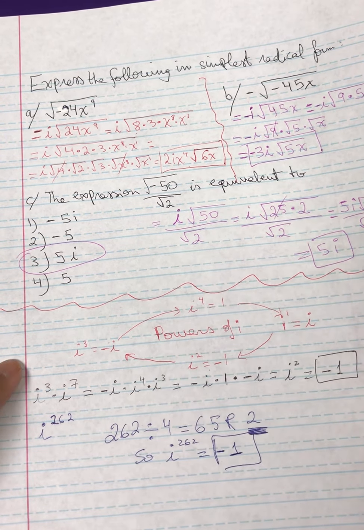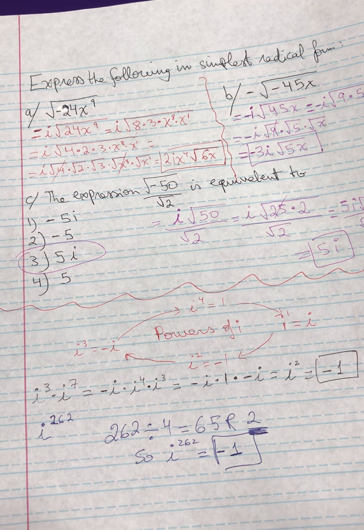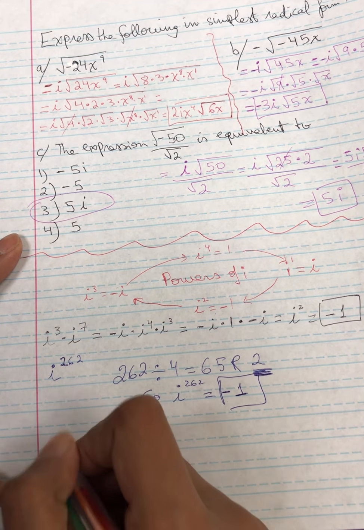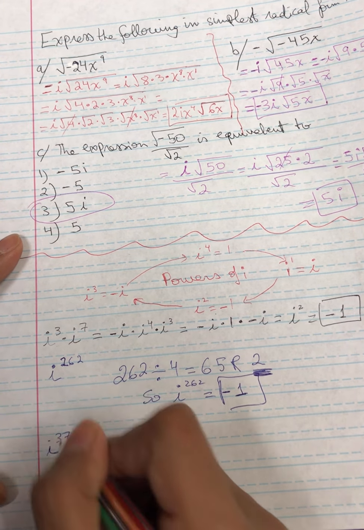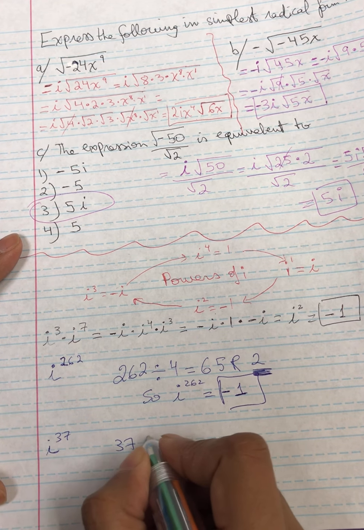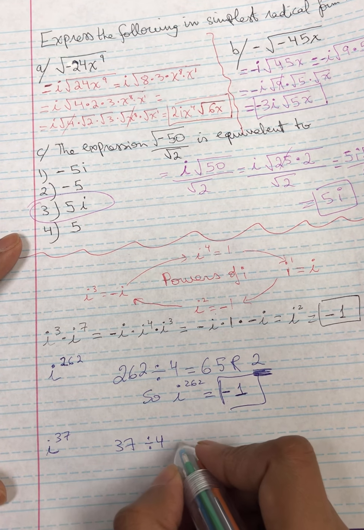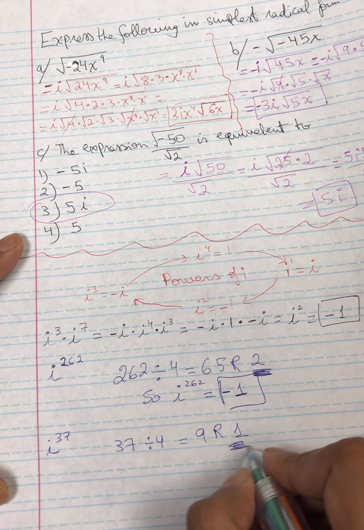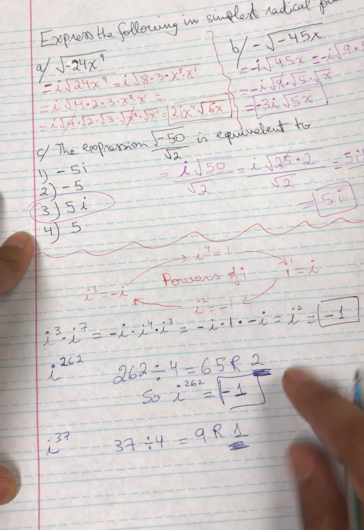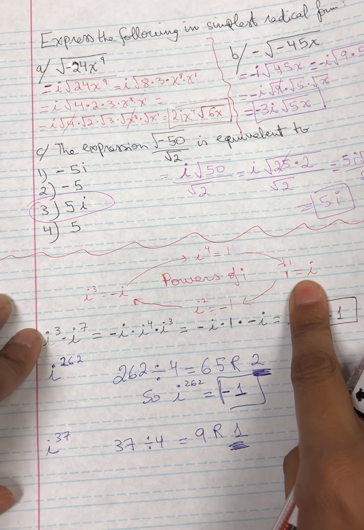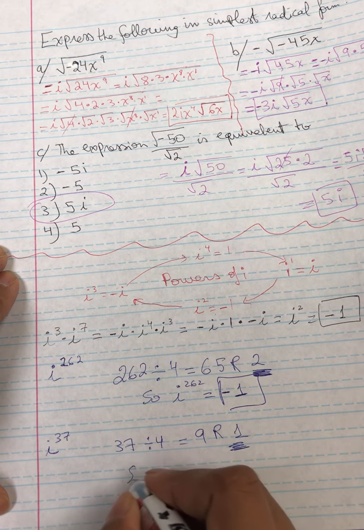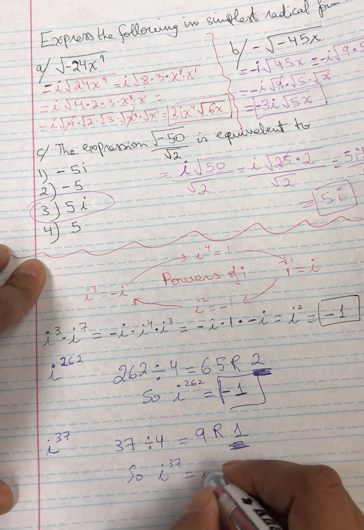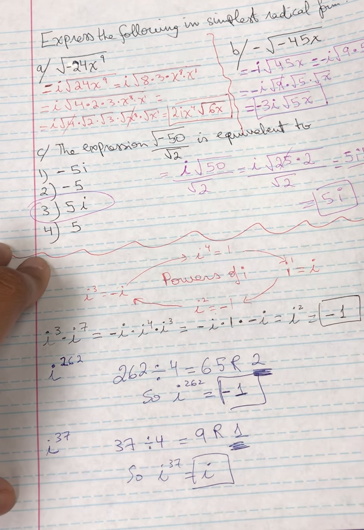Let's do one more. If I'm given i to the 37, okay? I'm going to just slide this up a little bit. i to the 37, so same thing. 37 divided by 4 gives me 9, remainder 1. And I'm interested in the remainder. It means i to the 1 power. i to the 1 power really is i. So my answer becomes, i to the 37 equals i, okay? And that's pretty much it.